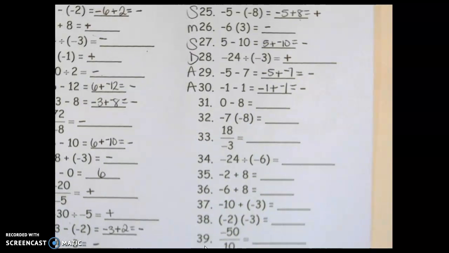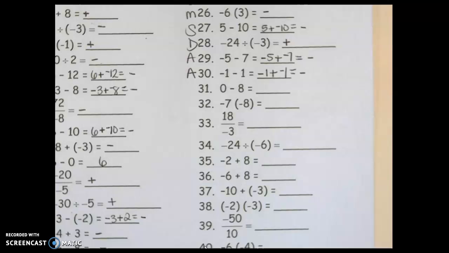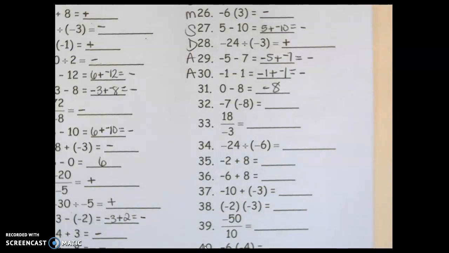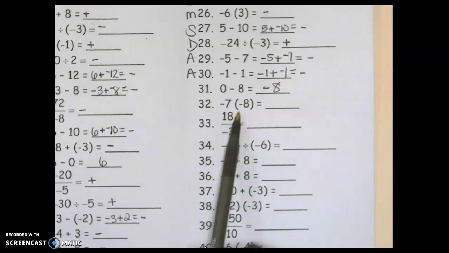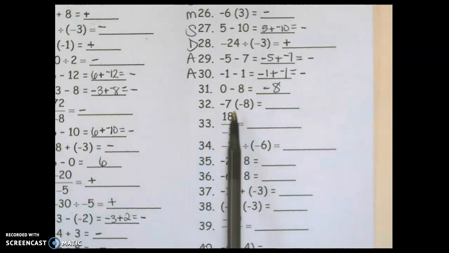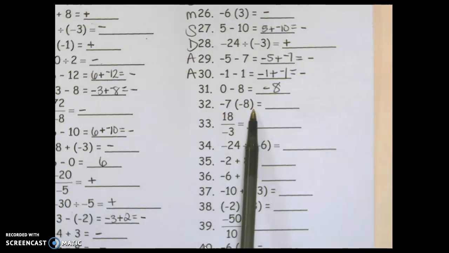31, 0 minus 8. I'm at 0 on the number line, and I go 8 steps to the left. Where do I end up? Negative. Oh. You can tell me this. Negative 8. That was the hardest problem I've ever solved. There were 2 really challenging problems on here, 31 and 15. All right, 32. What do I do? What do I get?